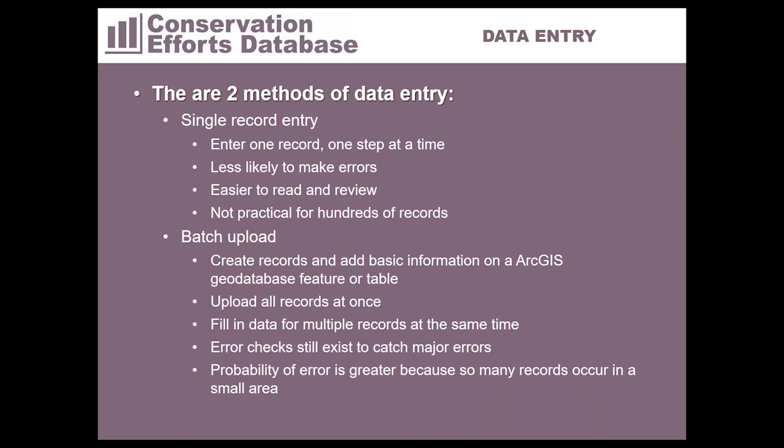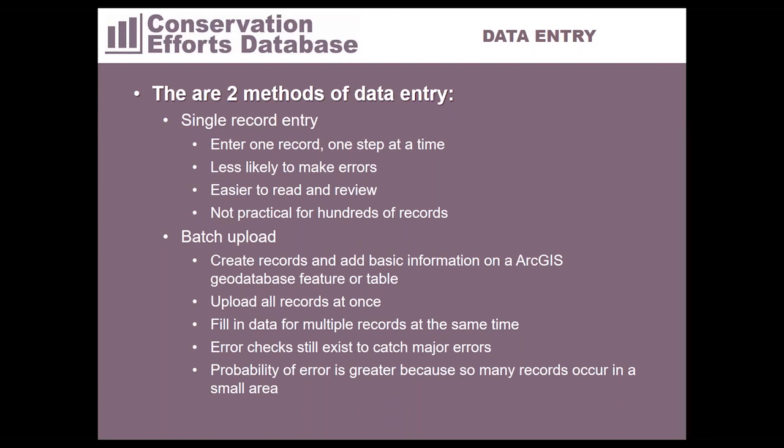Now there's two methods for data entry. The first is a single record entry. That's where you're actually sitting down in front of the computer, you need an internet connection, and you're going to enter one record, one step at a time. We have a rule of thumb that if your organization or agency has less than 100 records to enter, single record entry is probably the most efficient for you. You're less likely to make errors, it's easier to review, but again, it's not practical if you have a large amount of information.